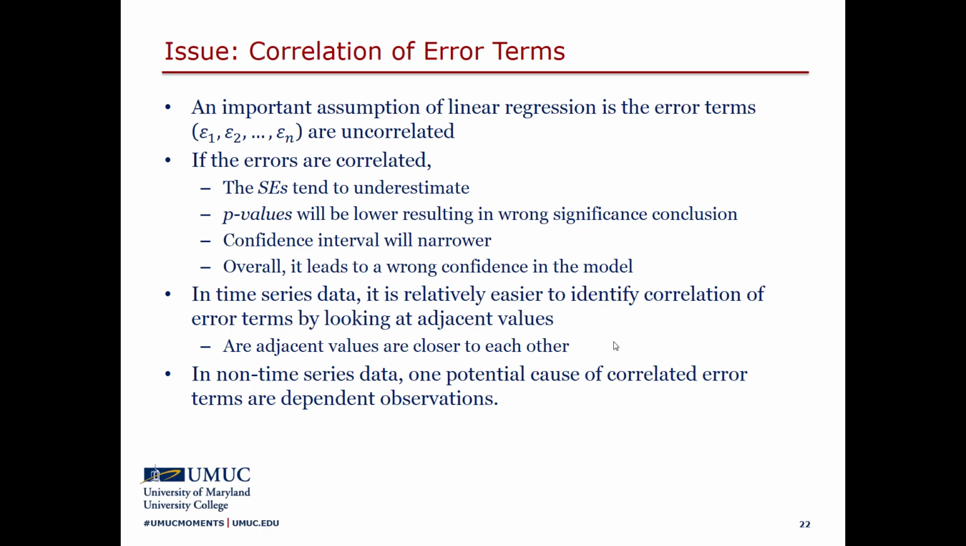Now, in time series, how do you identify if there are correlated error terms? Time series data is data where you measure a quantity as a function of its previous values. So in time series data, it is relatively easier to identify correlated error terms by looking at adjacent values. If the adjacent values are very close to each other, so they move together, then that's an indication of correlated error terms.